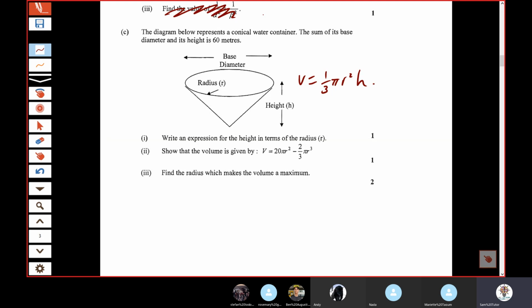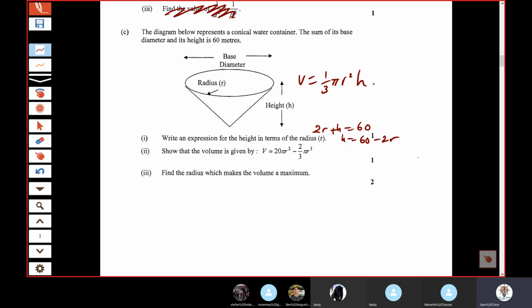What did part I ask you to do? Find H in terms of R. I think you guys just did that. Just make H the subject. There we go, we've done I. The first one we've got is 2R plus H equals 60, so H equals 60 take away 2R. That was easy. Now do double I.